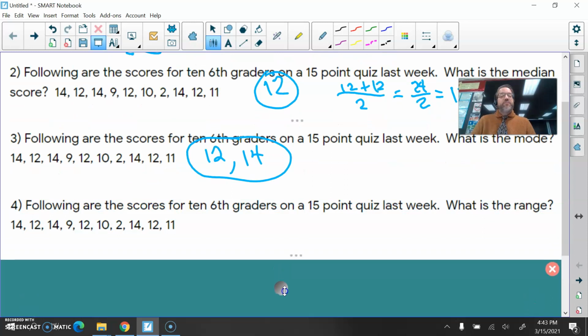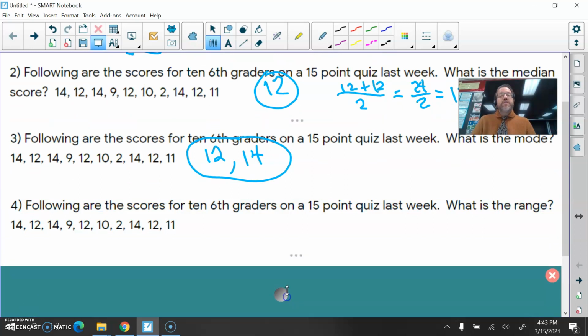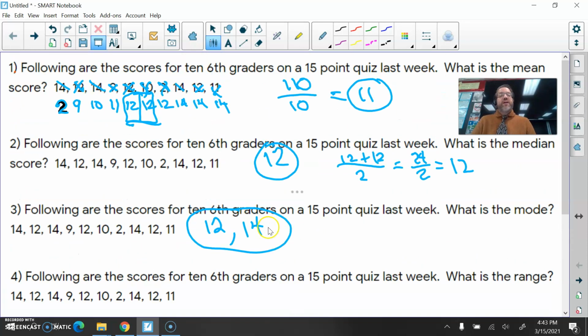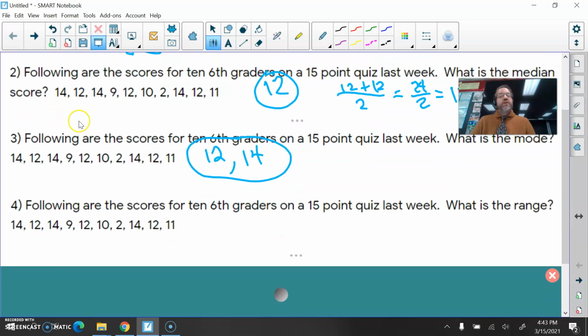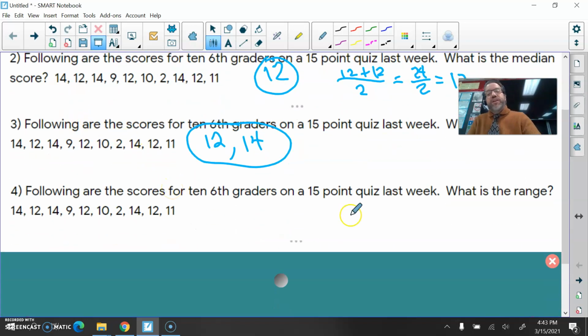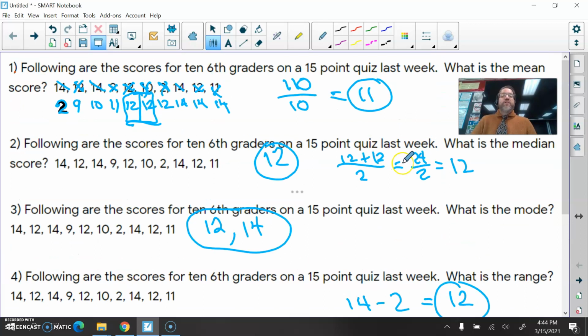Continuing on here, number 4, same scores from that quiz. What is the range? Let's go back up here where they're in order. The high score was 14. The low score was 2. To find the range, you take 14, the high number, minus 2, the low number, and that equals 12. So the range is 12. All right.